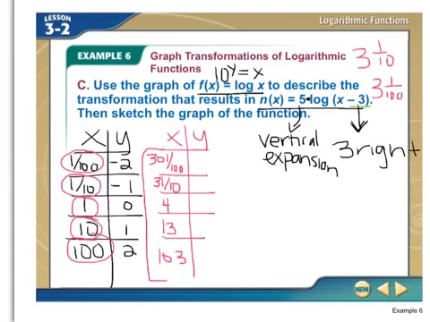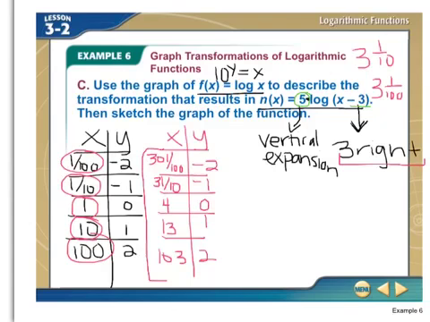So what we're looking at here is our y-coordinates are going to stay the same. Shifting left or right does not affect our y-coordinates. It only affects our x-coordinates, which, since we're shifting 3 to the right, we are going to add 3 to x. Now, what we have to do is account for this vertical expansion by a factor of 5.